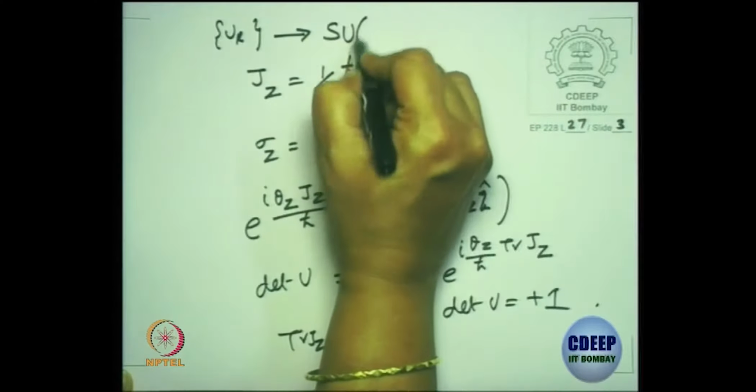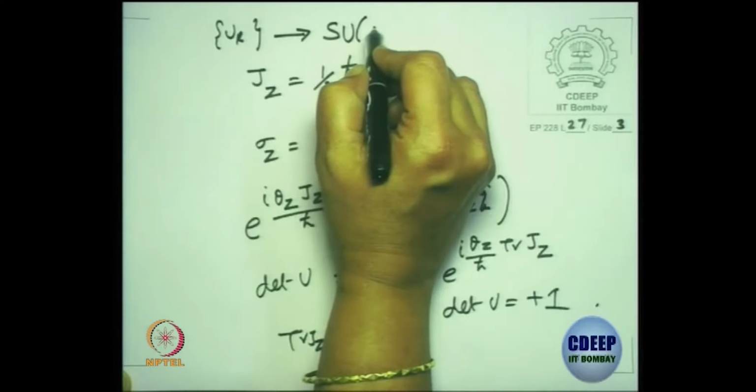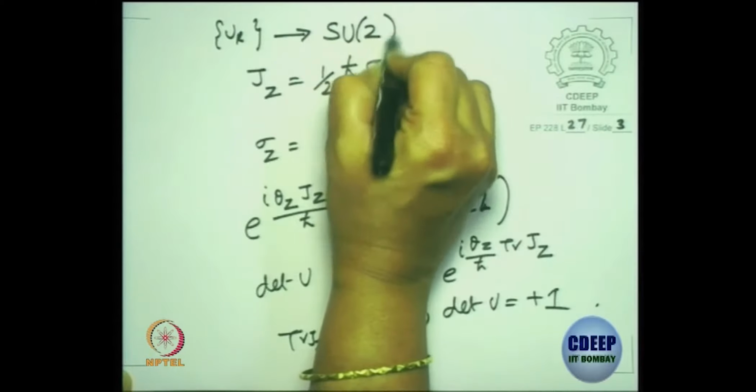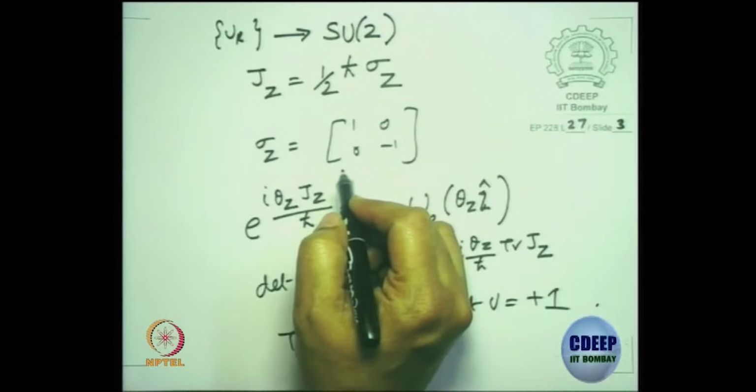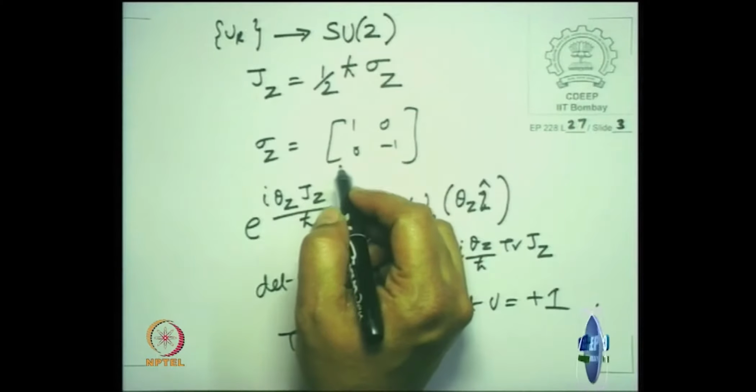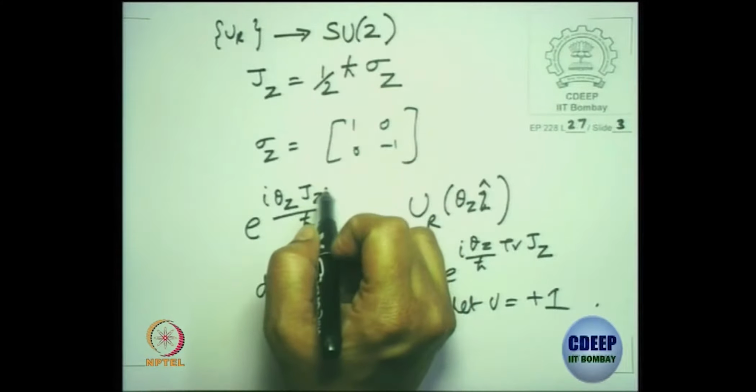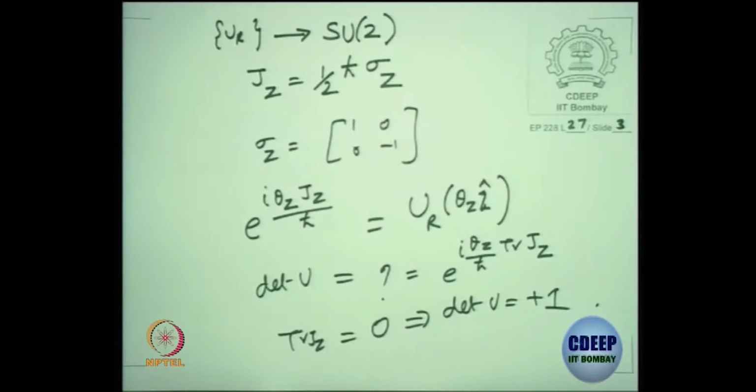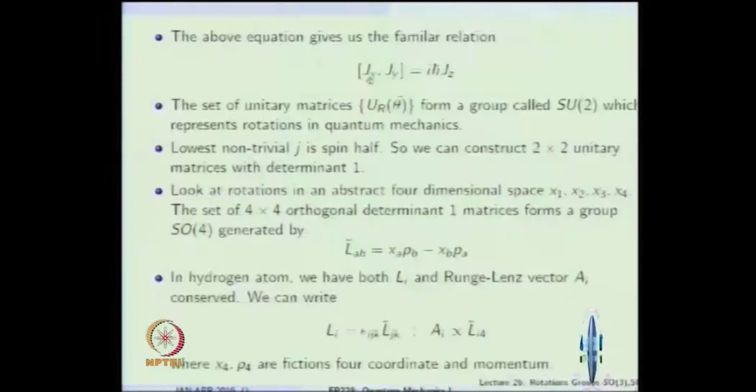The first non-trivial dimension of the vector space in which it plays a role is 2 dimensions. So we write the notation as SU2. This 2 is for the first non-trivial angular momentum which we studied. So the lowest non-trivial J is spin half. We can construct 2 cross 2 unitary matrices with determinant 1, and this is what we call SU2. I have not really written it here, but I have said it. The set of unitary matrices forms a group SU2 which represents rotations in quantum mechanics.